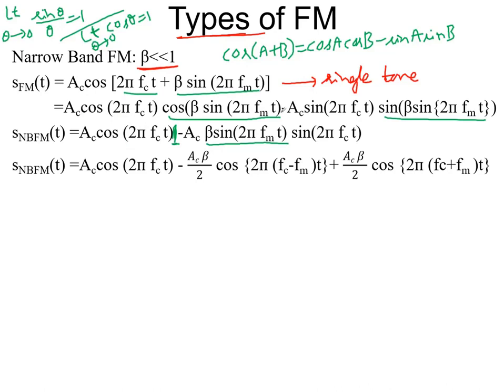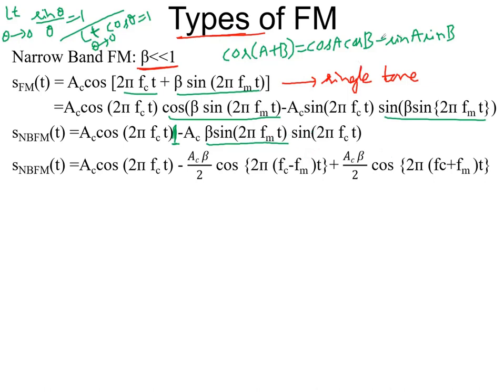Ac cos 2 pi fct, here Ac sin 2 pi fct. And if you observe this equation, if you want to further simplify, you can simplify it. Sin a into sin b, how can you simplify? Half sin of a minus b minus half sin of a plus b. Sorry, the product of two sines.